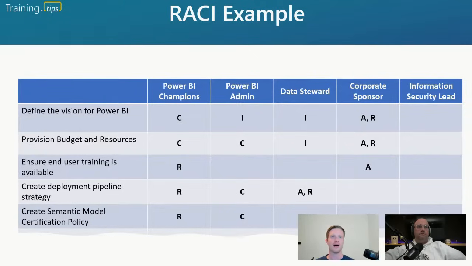So you might say, define the vision for Power BI. Well, in this case, we will list the task on the left. And you can see each of these columns are different roles. Now, it's good to make the roles a role and not a specific person. And the role might not necessarily be a job title, but it could be a role related to data.